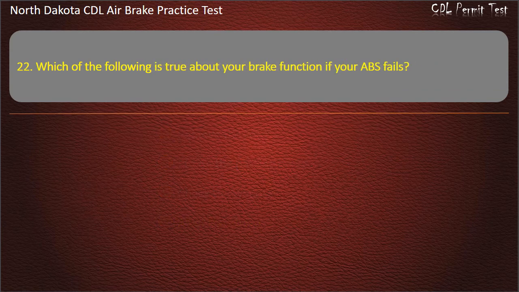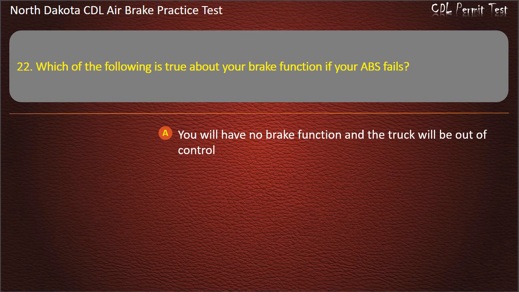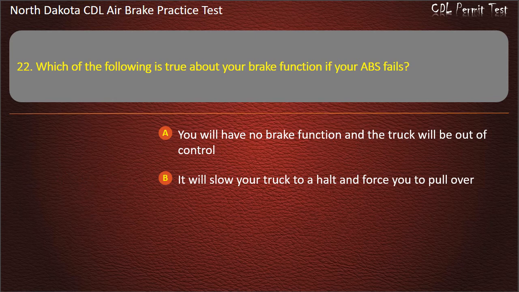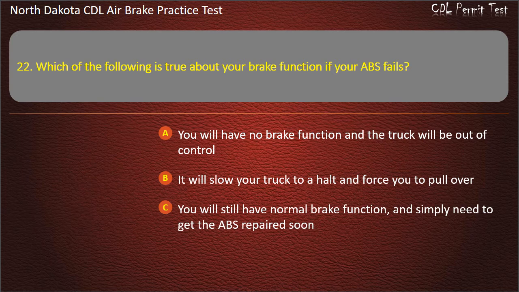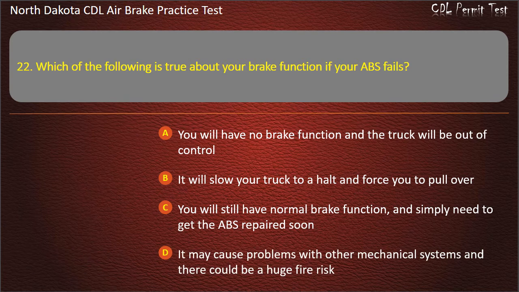Question 22. Which of the following is true about your brake function if your ABS fails? You will have no brake function and the truck will be out of control. It will slow your truck to a halt and force you to pull over. You will still have normal brake function and simply need to get the ABS repaired soon. It may cause problems with other mechanical systems and there could be a huge fire risk. Answer. You will still have normal brake function and simply need to get the ABS repaired soon.